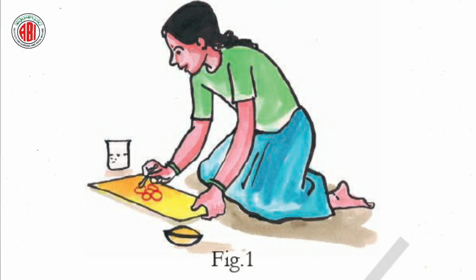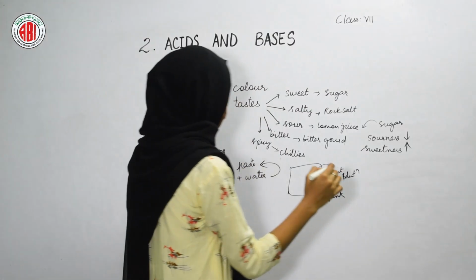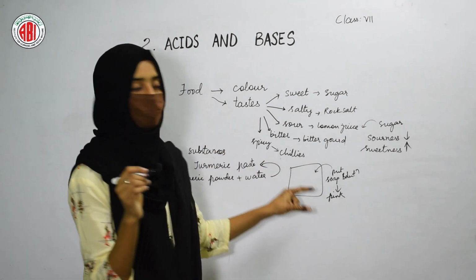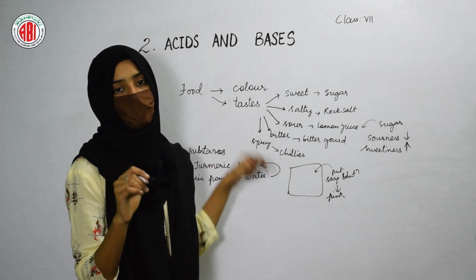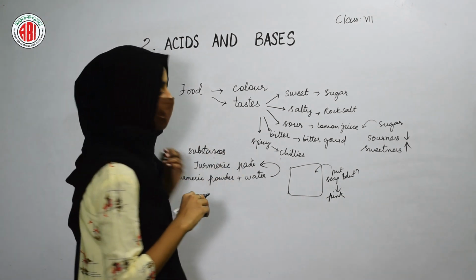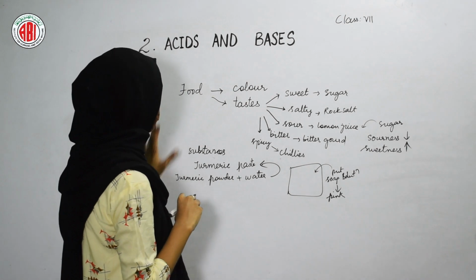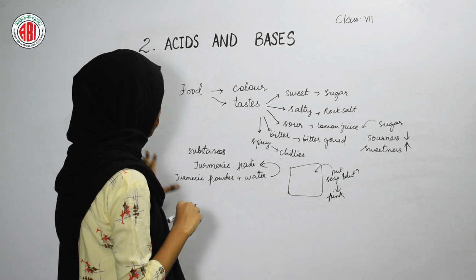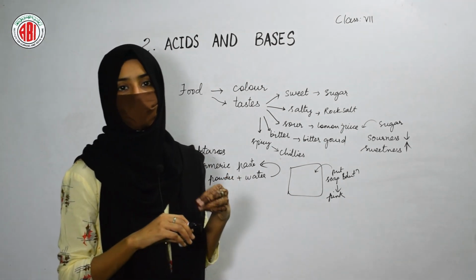Now when we sprinkle or put some drops of soap solution onto this paper, then this paper turns pink. The yellow color of the turmeric paste changes into pink color. This is how the change in color of different food products can also be seen, and in this way the taste as well as the color of different food products can change.